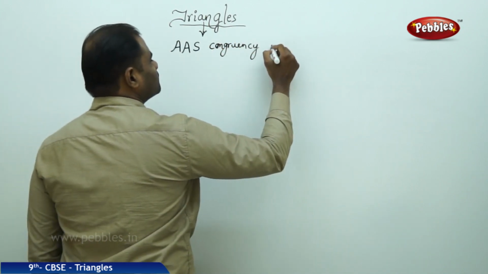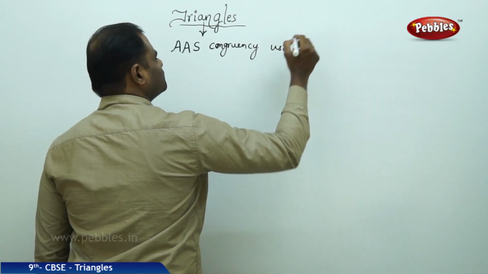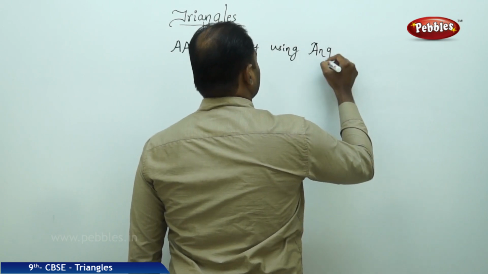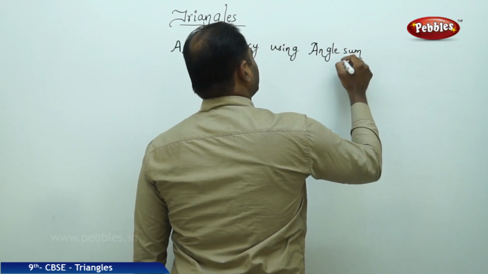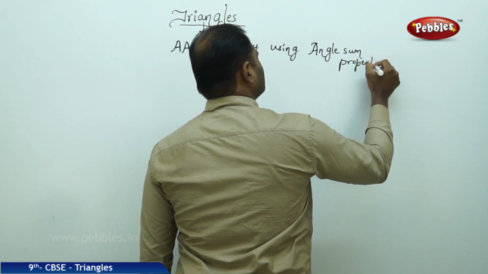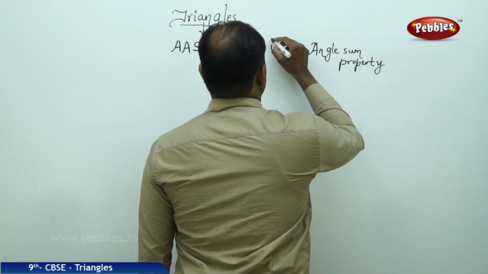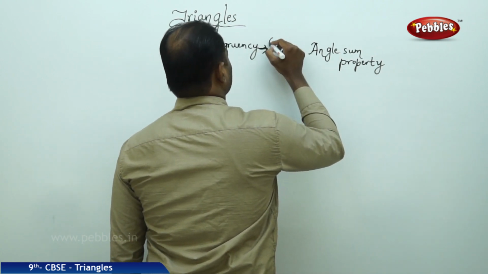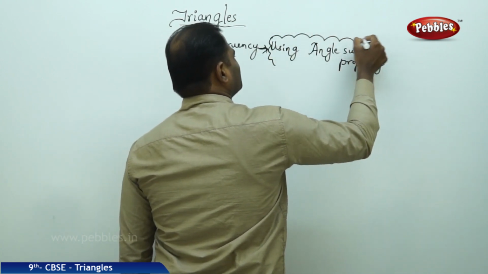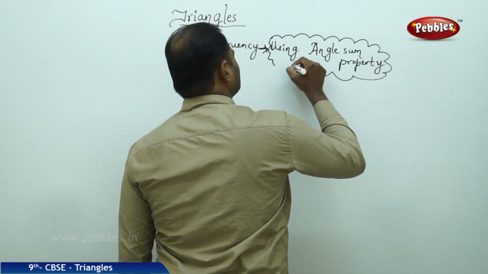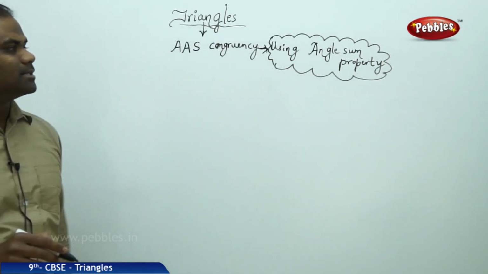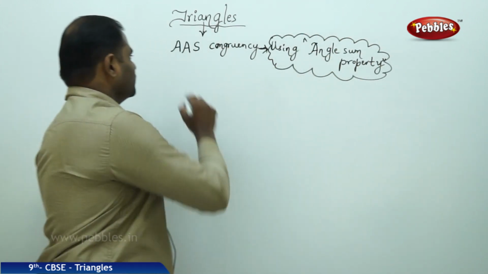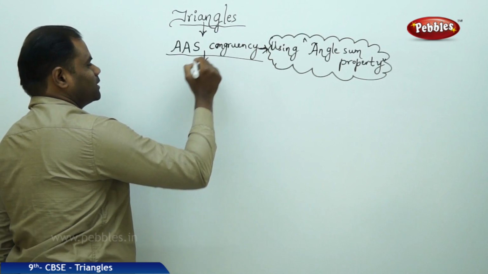AAS congruency using the angle sum property. Let's see how we can connect the angle sum property with AAS congruency.